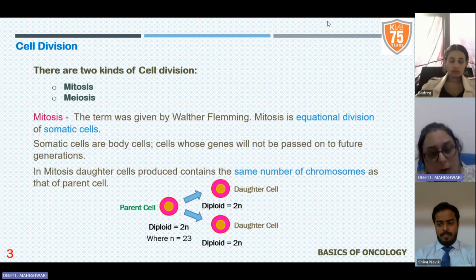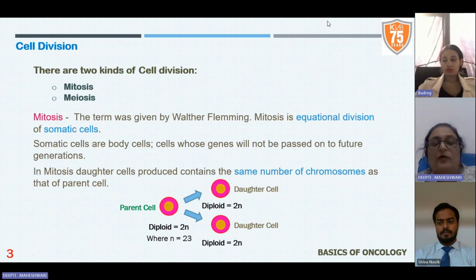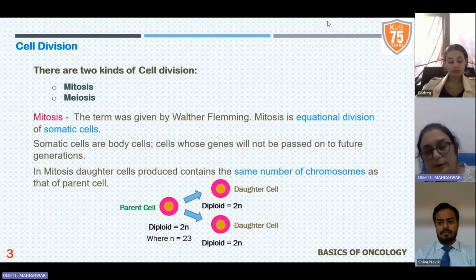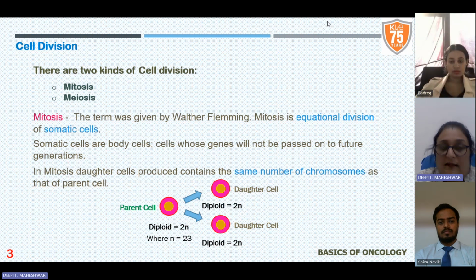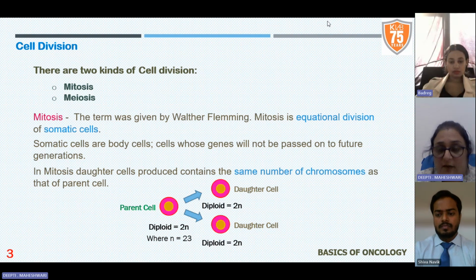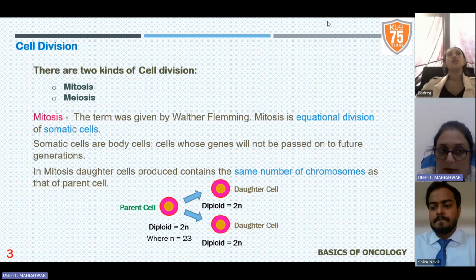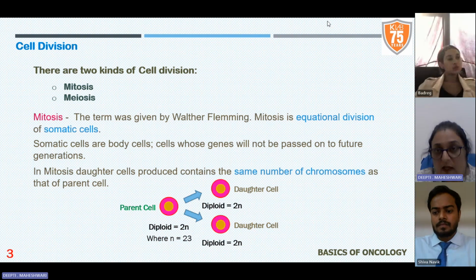There is a normal mechanism in every human body to take care of all these cancer cells also. But if the body fails, then the patient can tend to develop cancer, and if it becomes malignant, if it starts spreading, then it can have very, very adverse effects. So this is a normal phenomenon. But what we need to understand is that this cell division occurs in two ways. One is mitosis and one is meiosis.